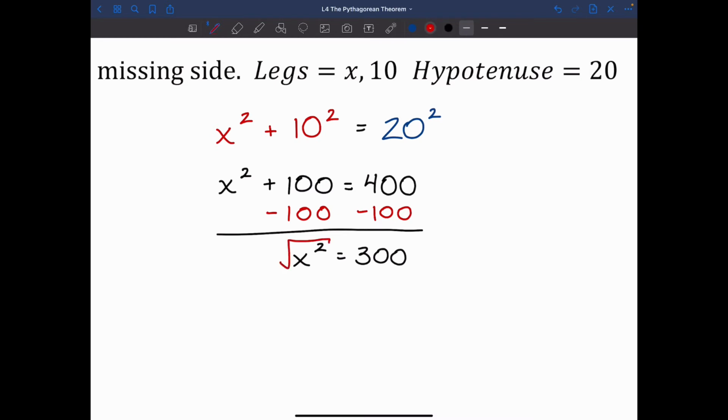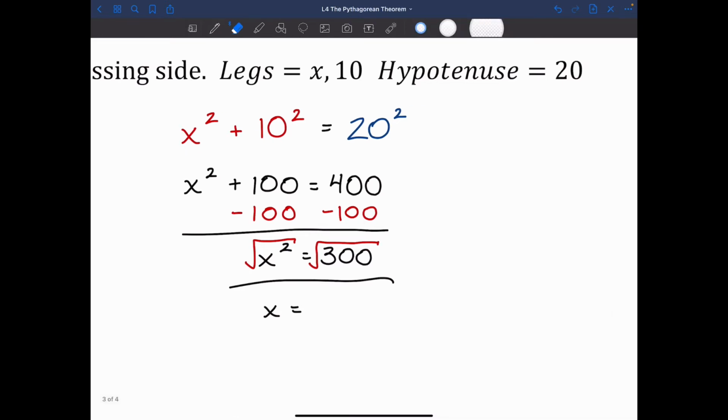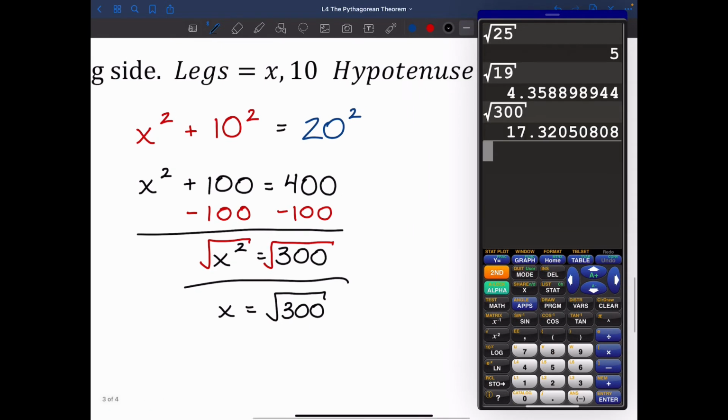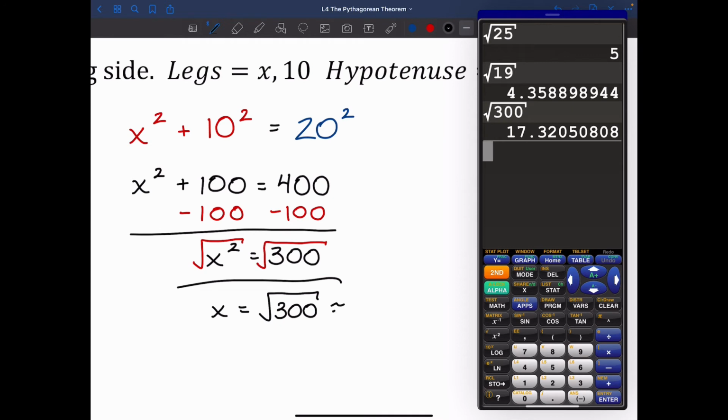And then this is where I have to take my square root of both sides. We're just going to be left with an x on the left, because they just kind of undo each other. And then the square root of 300 is the square root of 300. Oh boy, who could have seen that coming? All right, but again, that's our exact answer. Figure out the square root of 300. Let's plug that on in. It's about 17.32. All right, let's round it off at that.